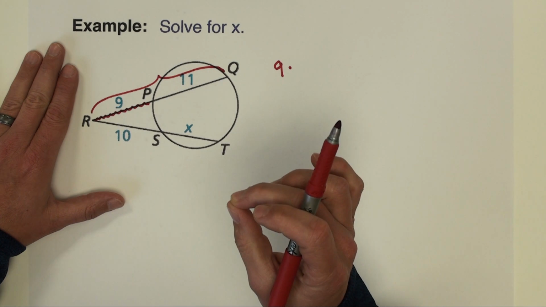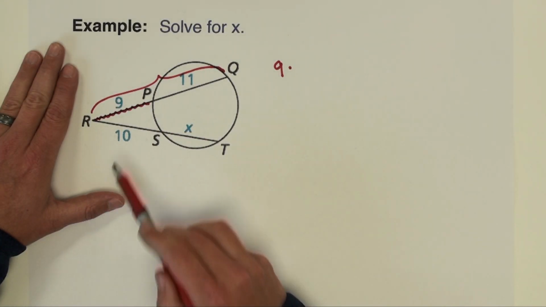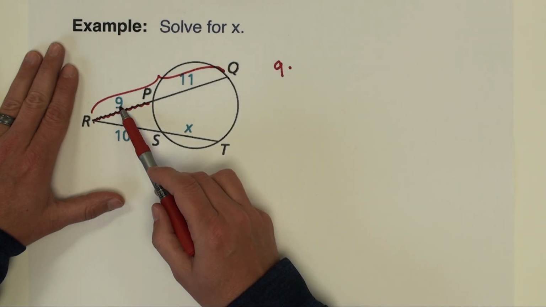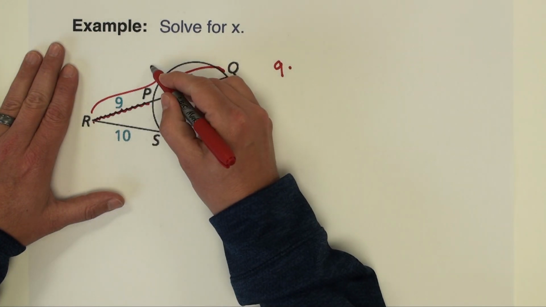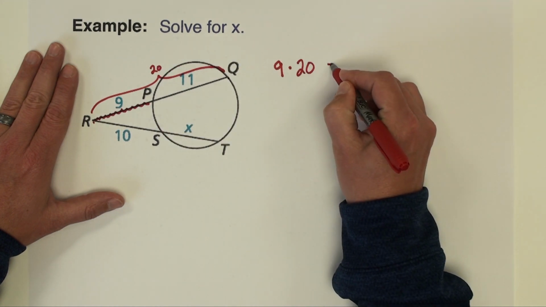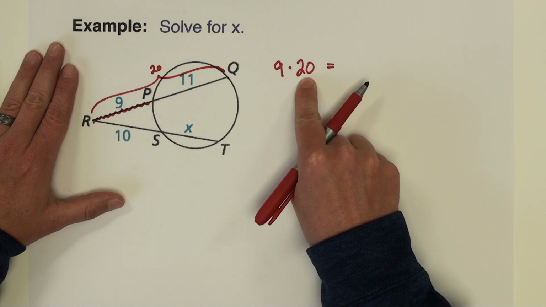Now that's confusing sometimes. We want to take 9 times 11, and that's not going to be correct because the entire piece does not measure 11. If you add these pieces together, 9 and 11 makes the entire length 20. And that's what we're going to multiply by. So the outside piece times the entire thing.